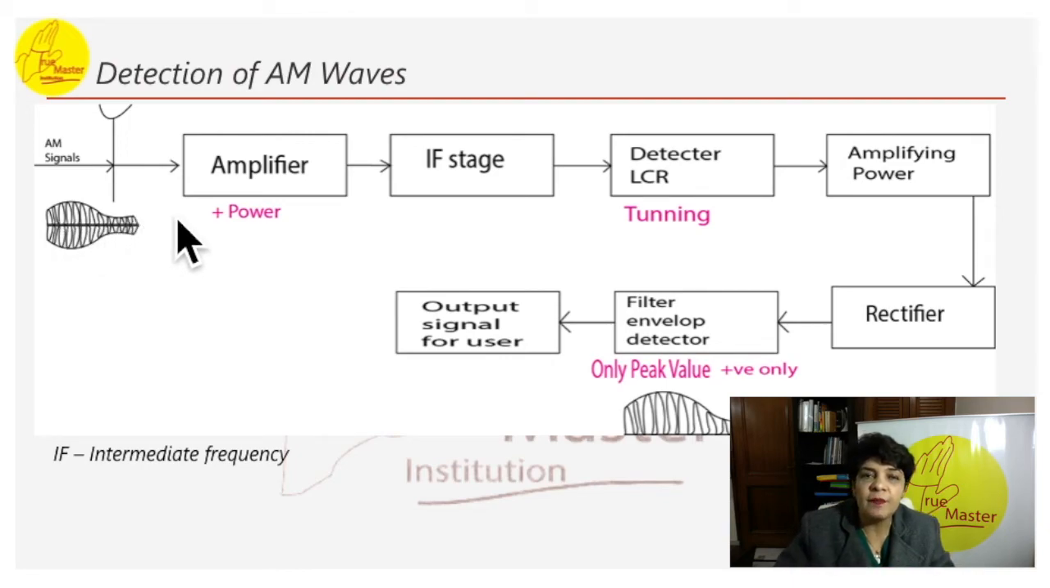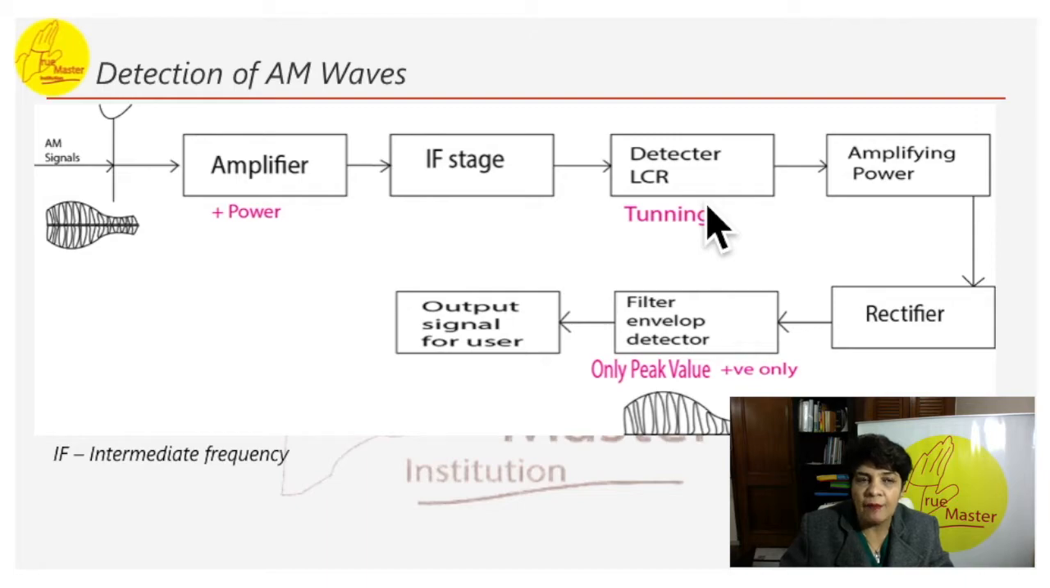Now this wave, the first step will be amplified. What is amplification? Again, it will be given some power. Next step will be the IF stage. What is IF? Intermediate frequency. So an intermediate frequency stage will take place. Then the next step will be the detector LCR. This is the place where we do resonance for its own natural frequency. So tuning is happening.